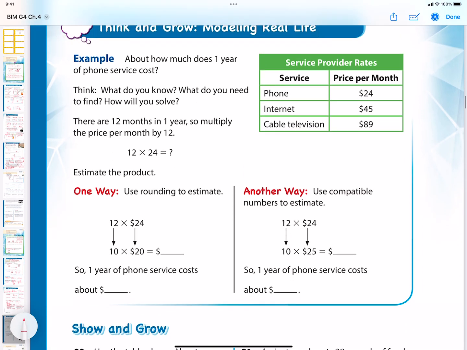Last page, guys. Yeah, I think today's lesson is not that complicated, right?